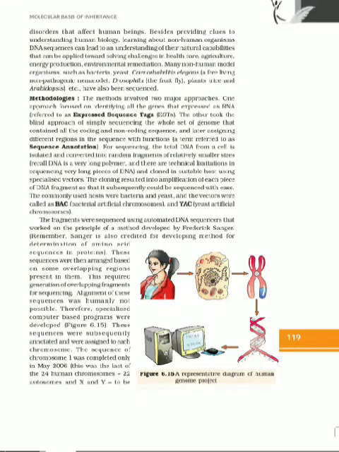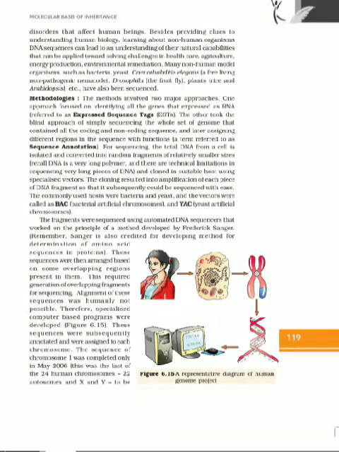The commonly used hosts were bacteria and yeast, and the vectors were called BAC, bacterial artificial chromosomes, and YAC, yeast artificial chromosomes. Fragments were sequenced using automated DNA sequencers that worked on the principle of a method developed by Frederick Sanger. Remember, Sanger is also credited for developing the method for determination of amino acid sequences in proteins.